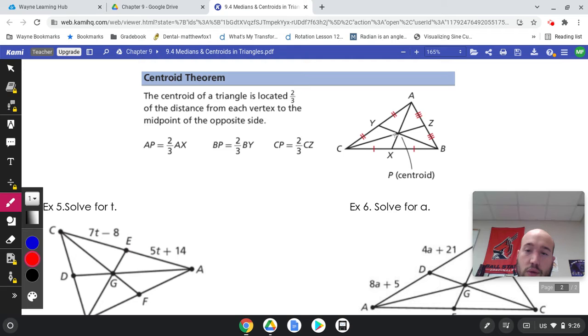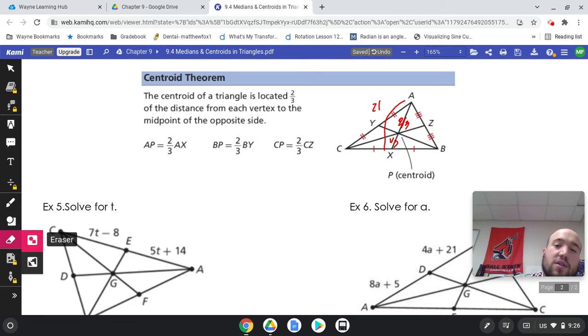From C to P is 2/3, so this is 1/3. From B to P is 2/3, so this is 1/3. Okay, all of those are true. Now, if we think about that, then that means if the whole distance here from A to X was, say, 21, then we know 2/3 of that will be right here, 1/3 of that right there. So 1/3, 2/3, 2/3 of 21. We can divide by 3. 21 divided by 3 is 7. So the bottom will be 7, times it by 2, and we'll get 14.